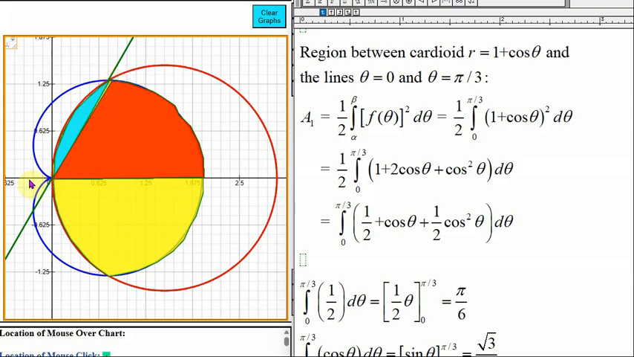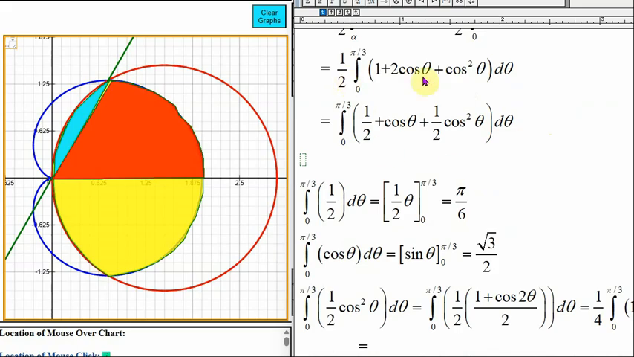This region is bounded by the line theta equal to 0 and the line theta equal to pi over 3, and the graph is r equal to 1 plus cosine of theta. So the area will be 1/2 the integral of 1 plus cosine of theta squared, with theta from 0 to pi over 3. 1 plus cosine of theta squared is 1 plus 2 cosine of theta plus cosine squared of theta. And then multiply by 1/2.